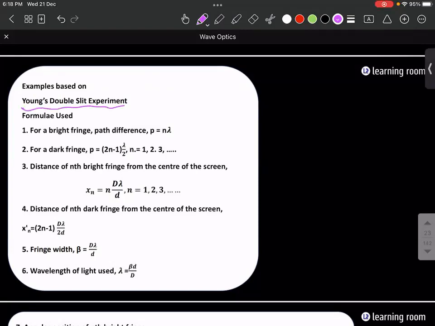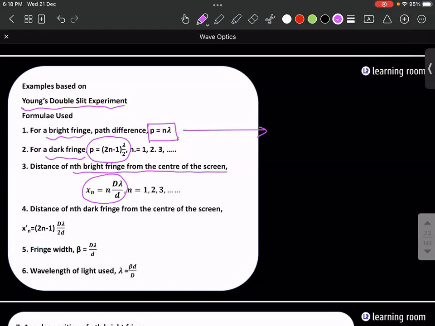So for Young's double slit experiment, the condition for path difference is n times lambda for you to have a bright fringe. For a dark fringe, the path difference is supposed to be (2n minus 1) into lambda divided by 2. Similarly, the distance of the nth bright fringe from the center of the screen is n into lambda into capital D divided by small d.